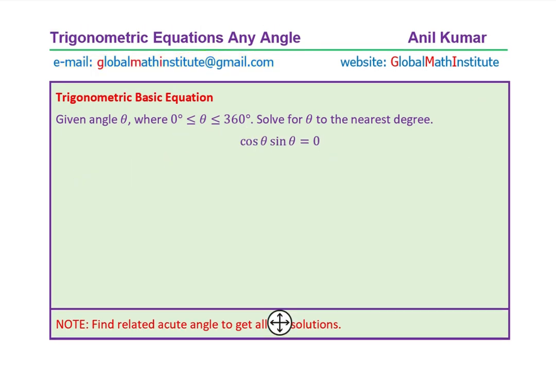Okay, perfect. Another type of question is when we have an equation which is a product, right? So we have here cos theta times sine theta equals 0. Well, that gives you two equations to solve. One is, let me write cos first. Cos theta equals 0, right? And then we also have sine theta equals 0.